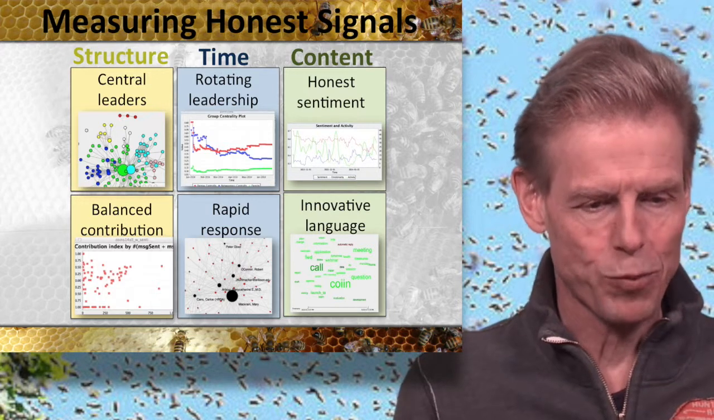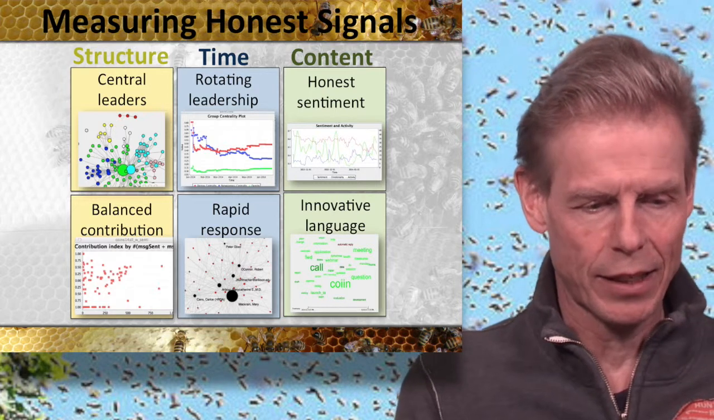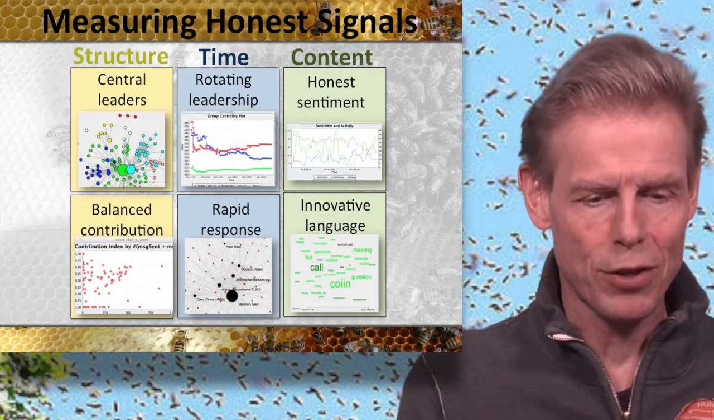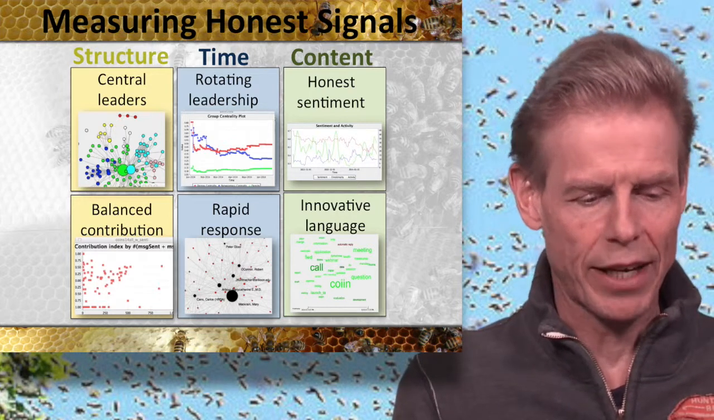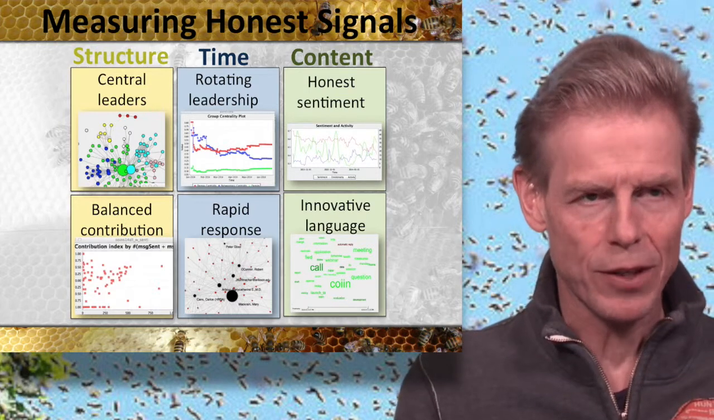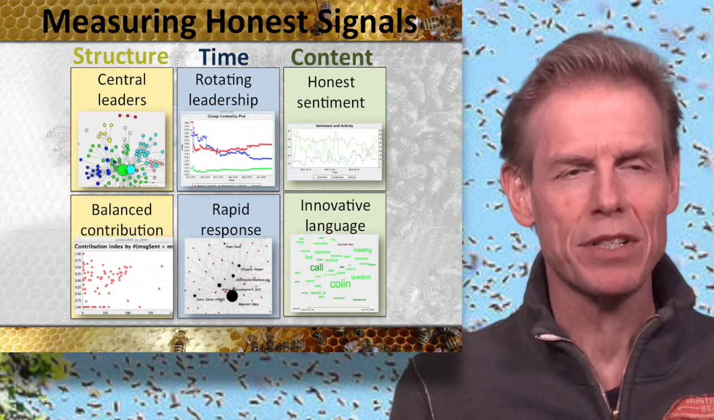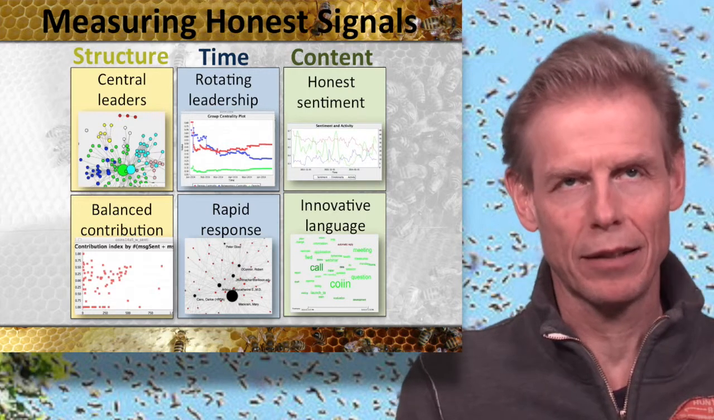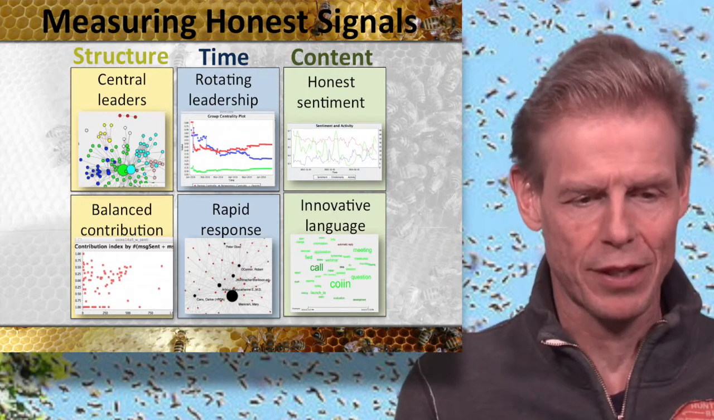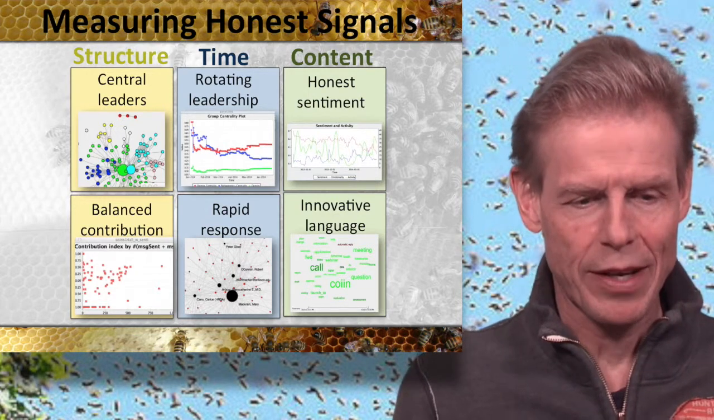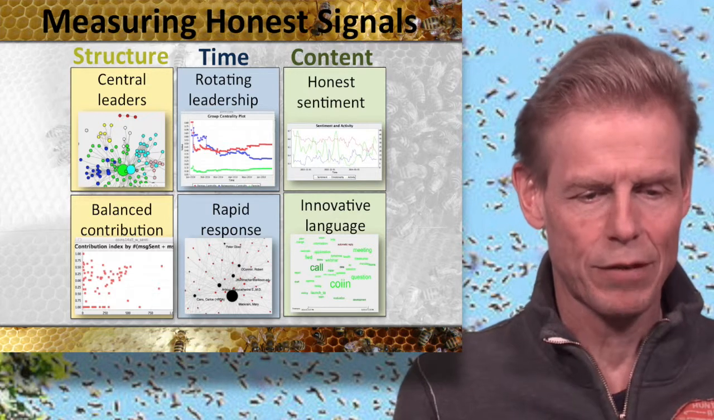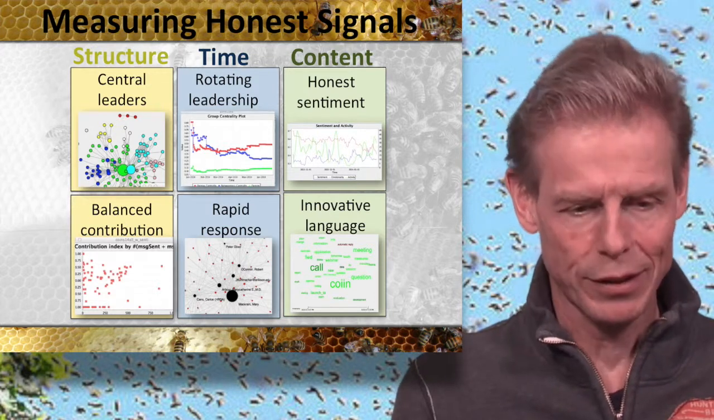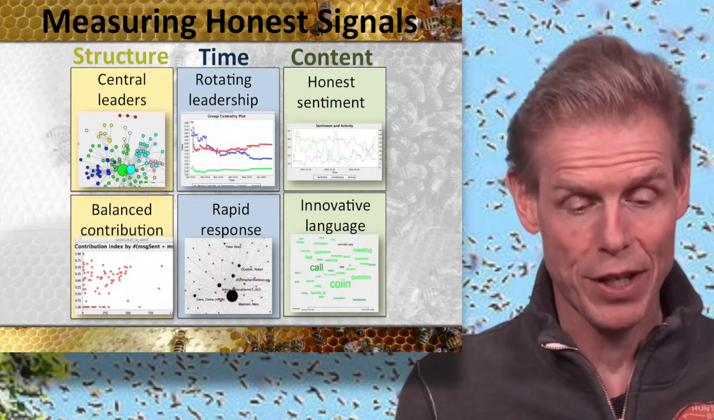So the first two have to do with structure, and they are about central and decentralized leaders, and they are about how much you share contribution, meaning how much somebody sends or receives information, and whether among team members there is a balance, or whether we have somebody who is the main contributor, the producer of information, and the others are just the consumers. The second dimension is the temporal dimension, and there we measure a very important metric which we call rotating leadership. So while for innovation teams central leaders are important, they should change over time. They shouldn't be always the same.